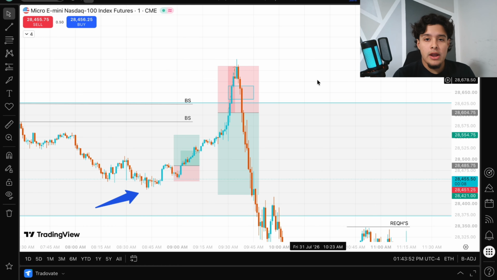As you can see at the blue arrow, there is a bunch of consolidation, a bunch of stop losses, a bunch of liquidity, a pool of liquidity where I'm going to target using my entry model. That in a sense will be my external liquidity draw.